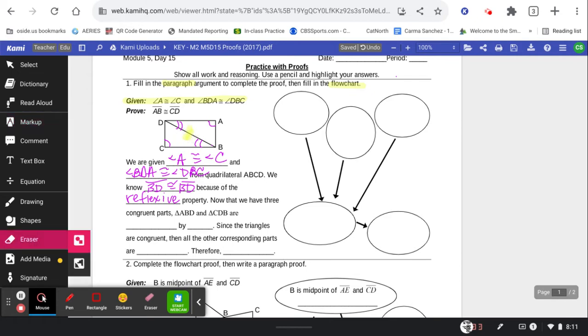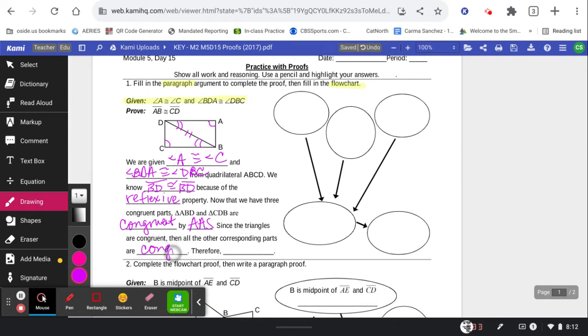So do we have enough for triangle congruency? Yeah, we have angle, side. So now that we have three congruent parts, triangle ABD and triangle CDB are congruent by angle, side. Since the triangles are congruent, then all other corresponding parts are congruent. Therefore, we can say our proof statement of AB is congruent to CD. And our proof is done.